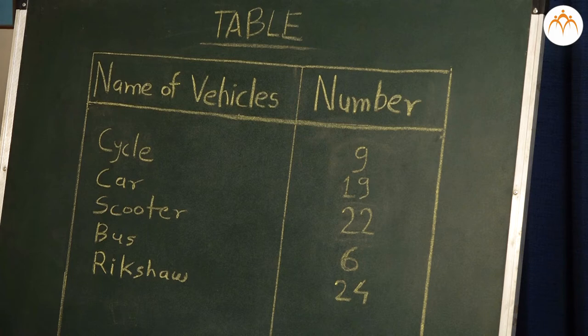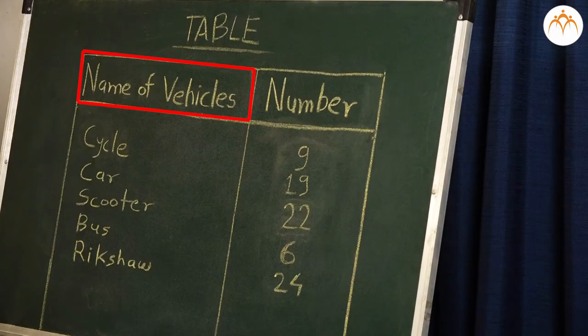Look at this. This is a chart. Now, let's read this chart. In this chart, we have counted the number of different vehicles which passed by in the last 15 minutes. Now, the names of the vehicles are on the left and their numbers are on the right. Bicycles, 9. Cars, 19. Scooters, 22. Buses, 6. And auto rickshaw, 24.